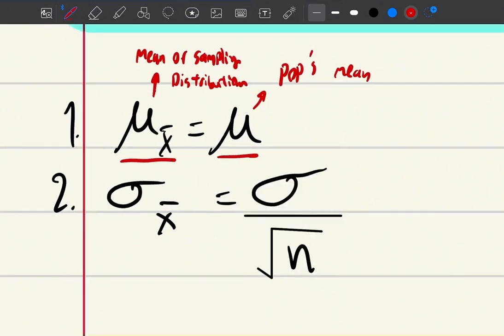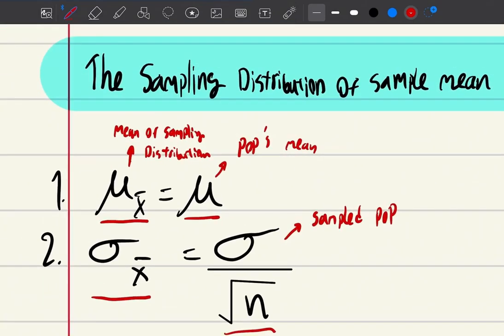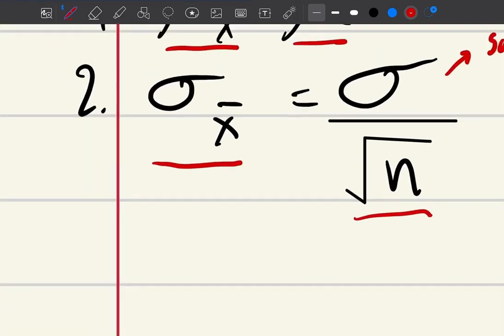Next is the standard deviation of a sampling distribution, which will be equal to the standard deviation of the sampled population divided by the square root of the sample size. The standard deviation of the sampling distribution is often referred to as the standard error of the mean.